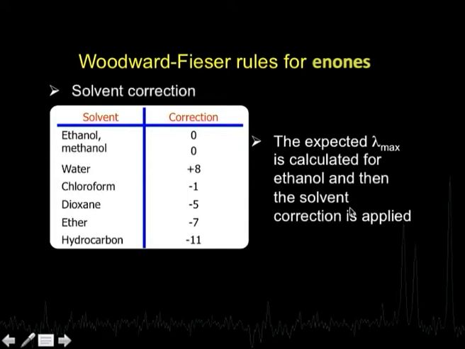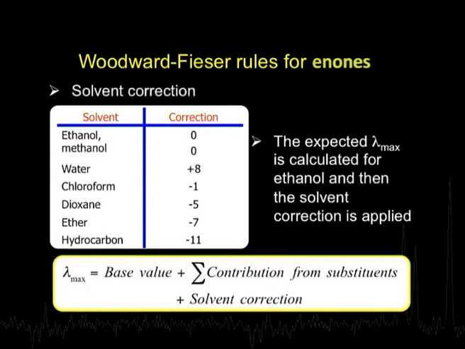And how do we go about it? Firstly, we compute the expected lambda max value for ethanol as a solvent on the basis of the previous two things, that is, the base values and the effect of substituents there. Having done that, the third component happens to be our solvent correction. So we apply that and we get the value of lambda max for a given solvent. We'll take one example for this as well.